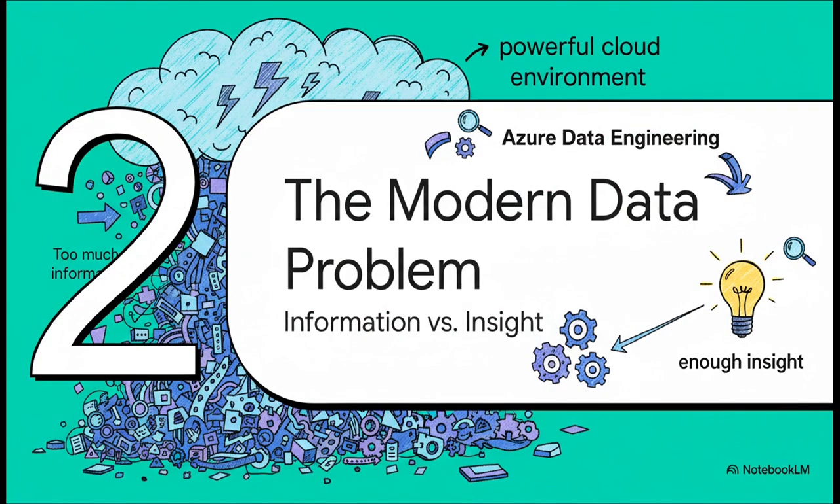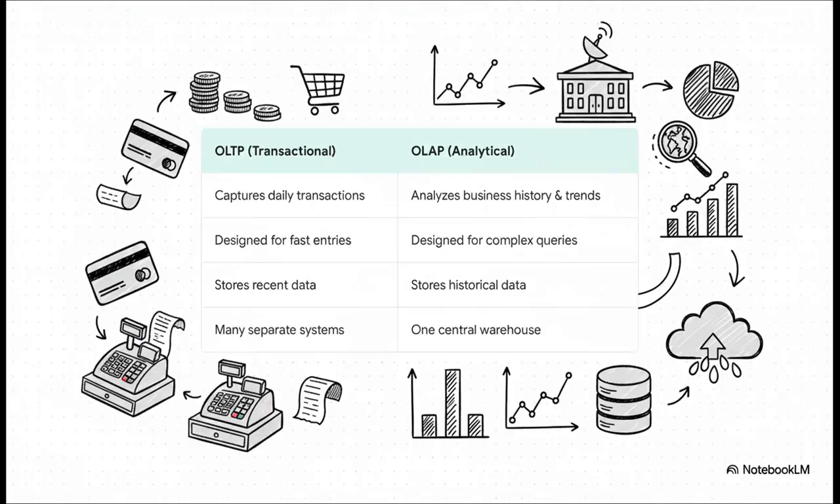Okay, so we've got this incredibly powerful cloud environment at our fingertips. But what's the specific data problem that businesses are using it to solve? It really comes down to this: having way too much information, but not nearly enough insight. And this slide just perfectly illustrates that core conflict. On the left, you've got OLTP, or transactional systems. Just think of these as the cash registers of a business. They are built to do one thing really well: quickly record single transactions, one after another.